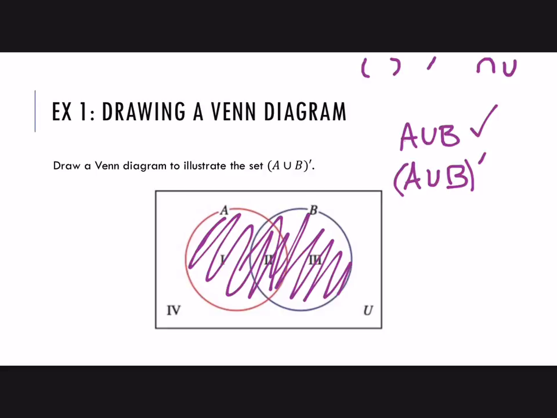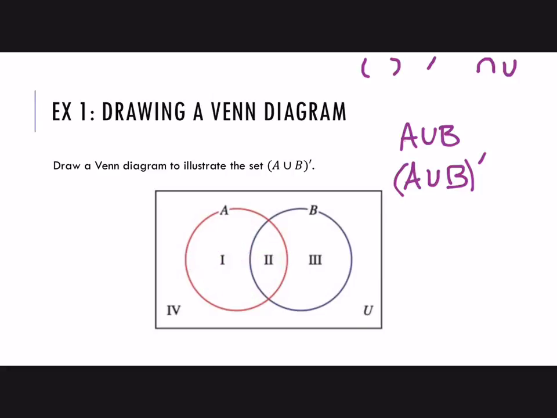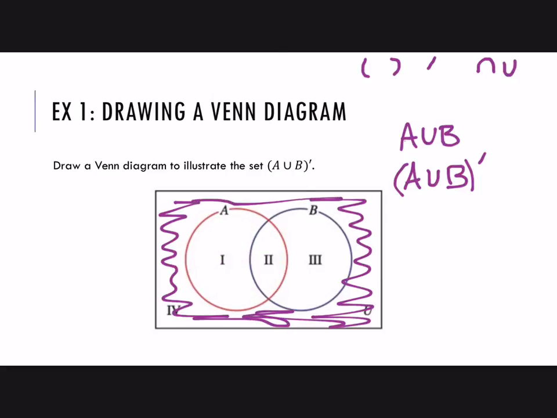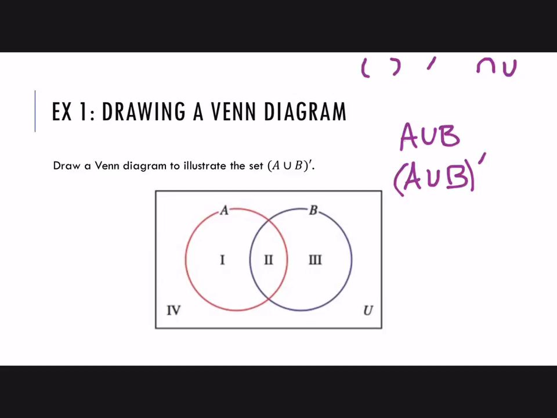And then secondly, we need to find the complement of that. Well, in other words, just shade everything in the universal set, everything in this whole rectangle that's not shaded right now. All right, so I would shade out here. And that's the complement of A union B. In words, we could say that would be elements that are in neither A nor B.